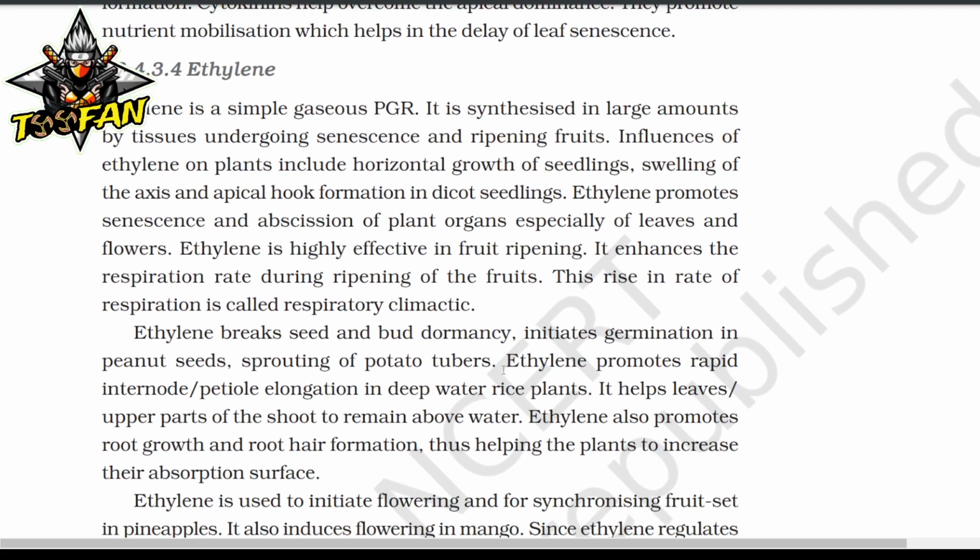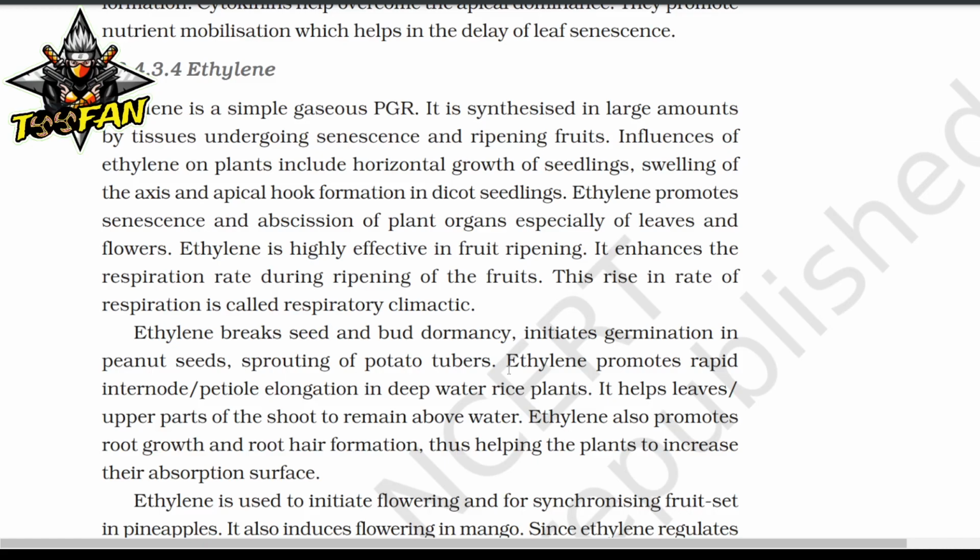Now ethylene. Ethylene is a simple gaseous PGR. It is synthesized in large amounts by tissues undergoing senescence and ripening fruits. Influences of ethylene on plants include horizontal growth of the seedling, swelling of the axis, and apical hook formation in dicot seedlings. Ethylene promotes senescence and abscission of the plant organs, especially of the leaves and flowers. Ethylene is highly effective in fruit ripening. It enhances the respiration rate during ripening of the fruits. This rise in the rate of respiration is called respiratory climacteric.